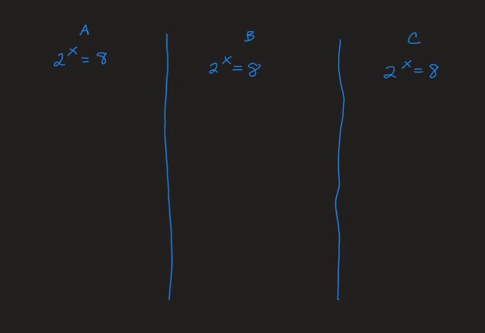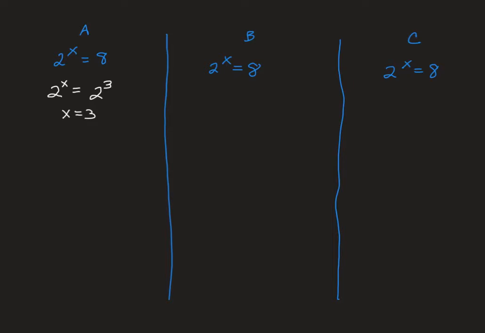Now first off, if we rewrite 8 with a base of 2. Why would I want to do that? Well, because I have a base of 2 on the opposite side of the equation. So if I rewrite 8 as 2 cubed, I have the same base. And the only way for 2 to the x to equal 2 cubed is if x equals 3. I'm done.